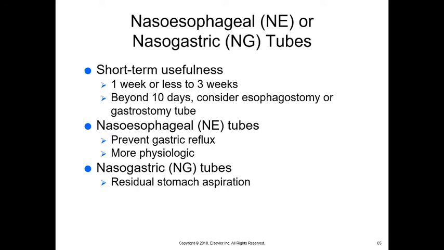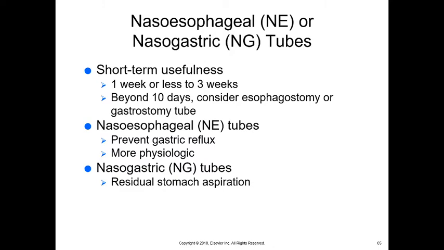A nasoesophageal tube can help to prevent gastric reflux. So we're not putting a tube through the valve into the stomach. We allow that valve to close so that we don't get gastric juices up into the esophagus.